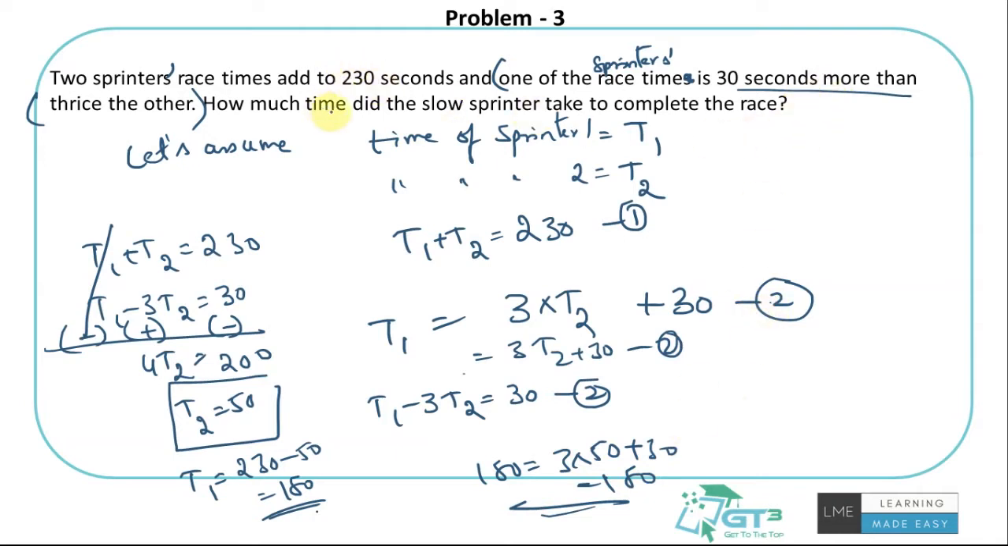So how much time did the slow sprinter take to complete the race? So the slow sprinter is 50 seconds, right? Sorry, 180, because the slow sprinter would have taken longer time. So T2 took 50 seconds and T1 would have taken 180 seconds. So who is the slower one? It's not this one, this is the one. Whoever took longer time is the slow sprinter. So T1 took 180 seconds. That's the time taken by the slow sprinter to complete the race.